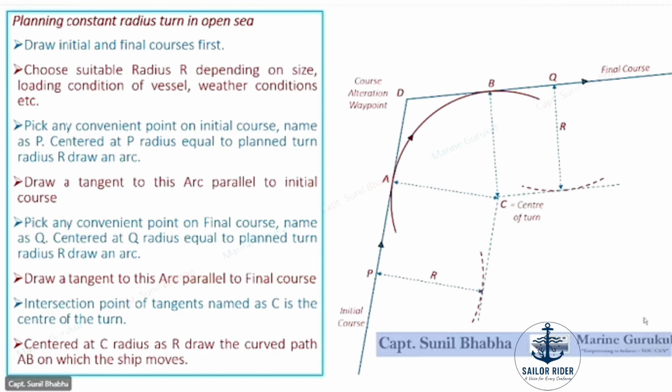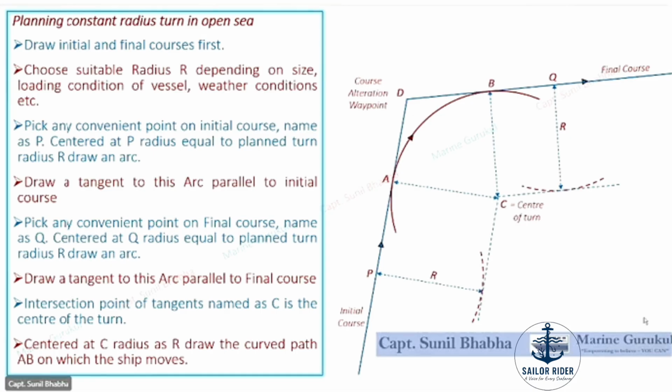So let's move ahead now. Sir, this R also should be depending on the speed also, na sir? Beta, radius has to be decided by the navigator. You can decide a suitable radius. It will basically depend upon how much rate of turn your ship can generate. Right, sir. Okay, so you can have a comfortable radius.